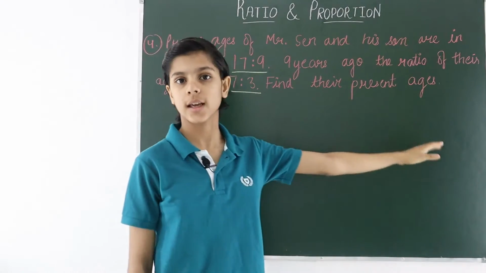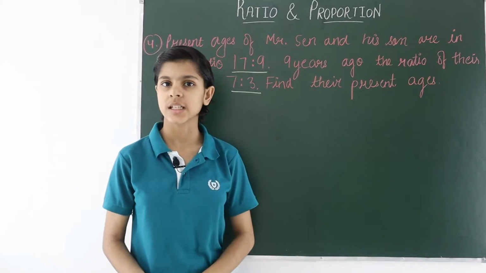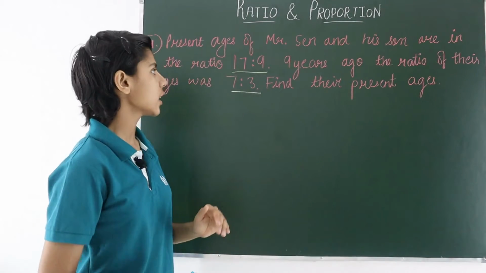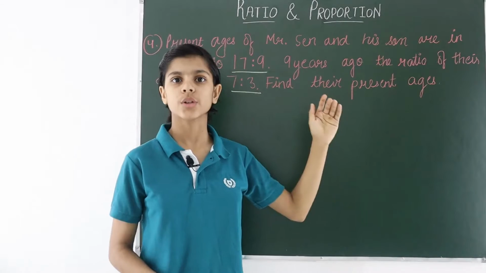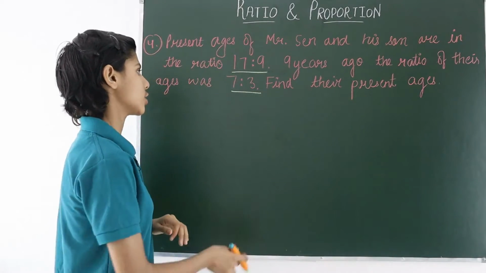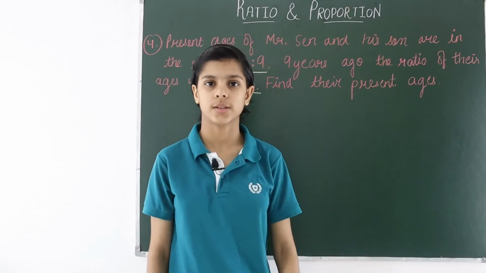The question is saying that there are two persons, Mr. San and his son. Both of them, their present ages are in the ratio 17:9. So 9 years ago, means 9 years back, the ratio of their ages was this. So what we have to find is the present ages.